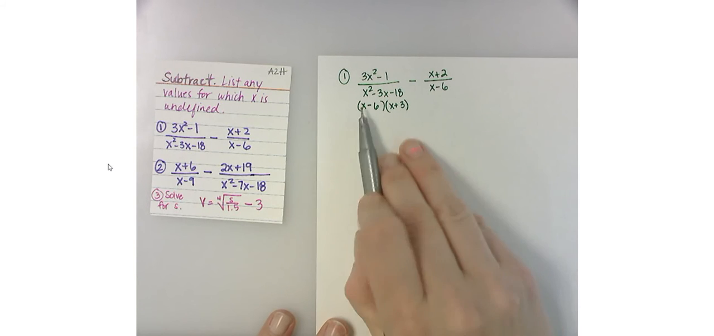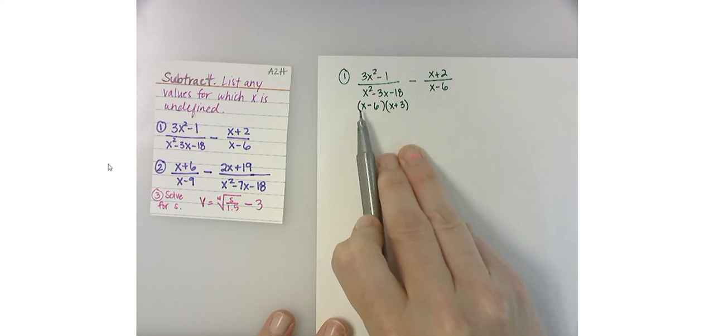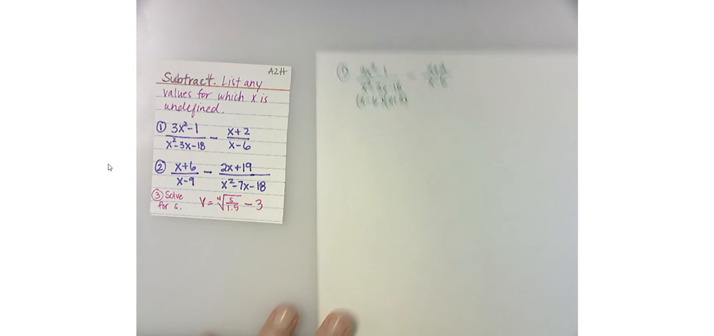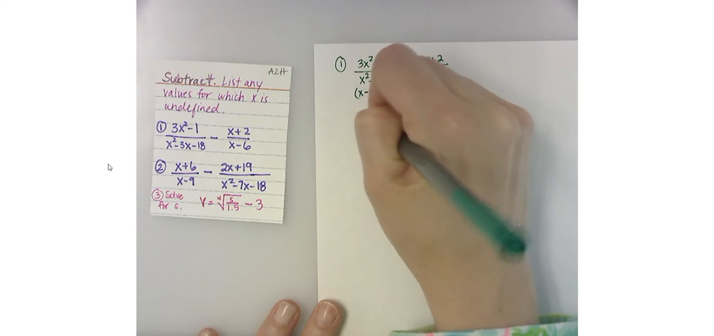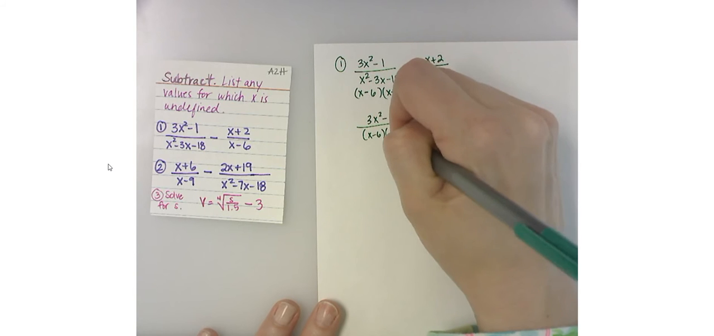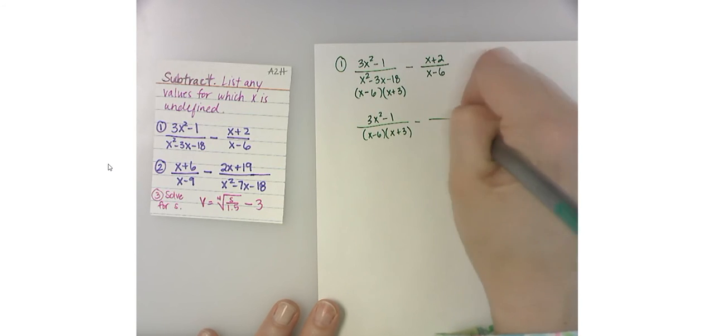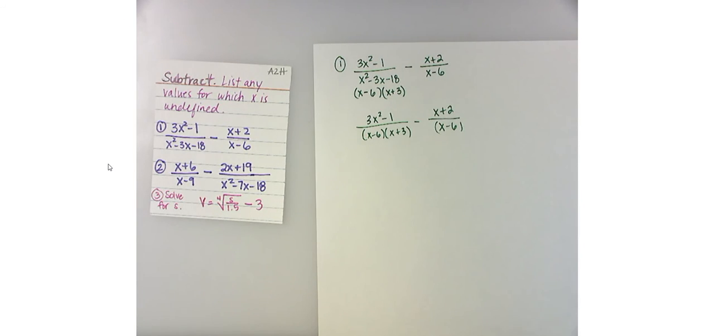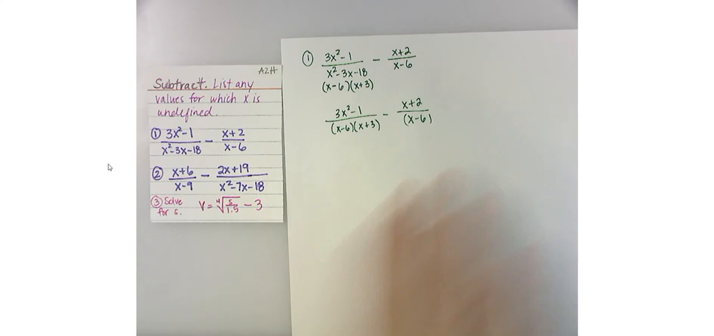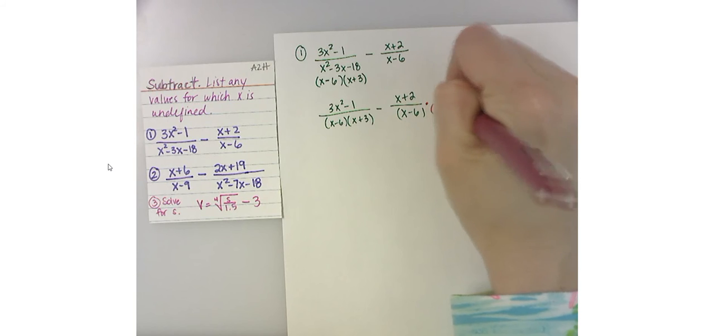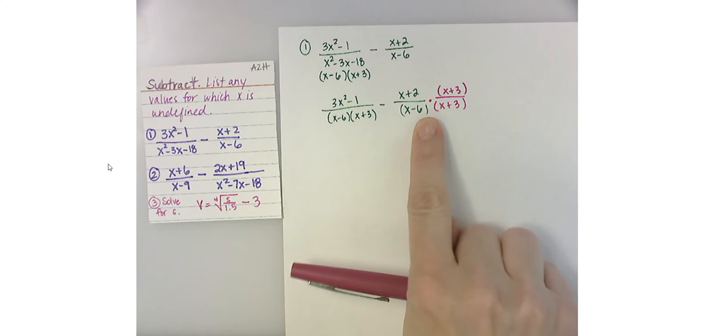X times x is x squared. Negative 6 plus 3 is negative 3. A negative times a positive is going to be negative 18. So when you're getting your LCD, if the denominator here is x minus 6 times x plus 3, that's what we have to have here as well. So all I have is the x minus 6. That means I have to multiply the top and the bottom by x plus 3. There shouldn't be any canceling out going on here. The whole reason while you're multiplying is to get your LCD.